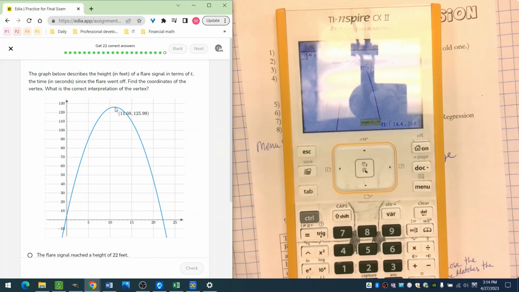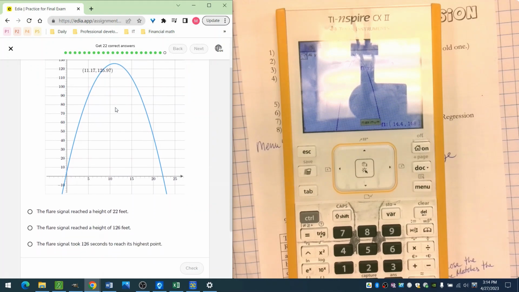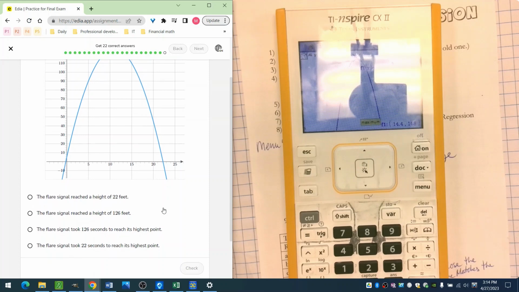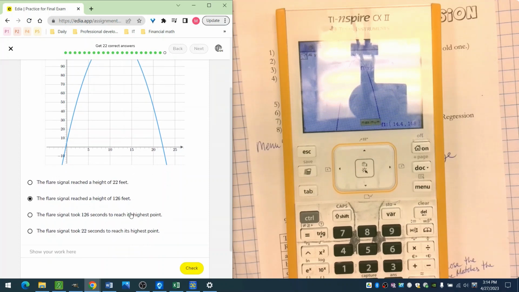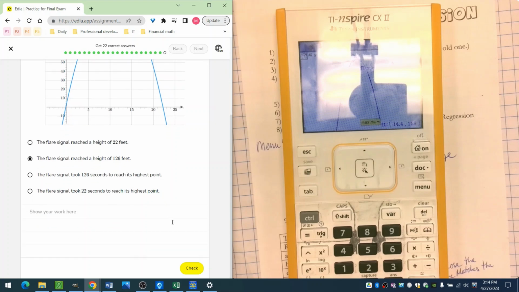Okay, we got the vertex. Vertex is close to 11 and 126. Okay, we got the height. It did not take 126 seconds. It took about 13 seconds to reach the height. Nope, nope, nope. It hits the ground at 22 seconds. That's where they're getting the 22 from.